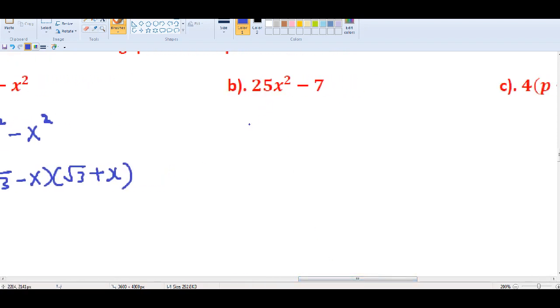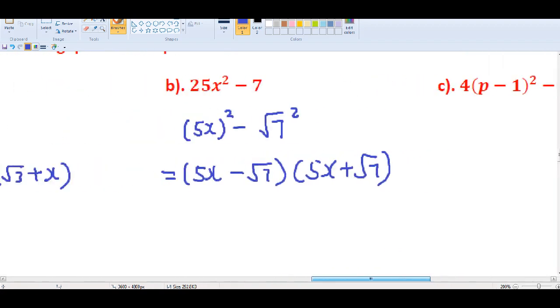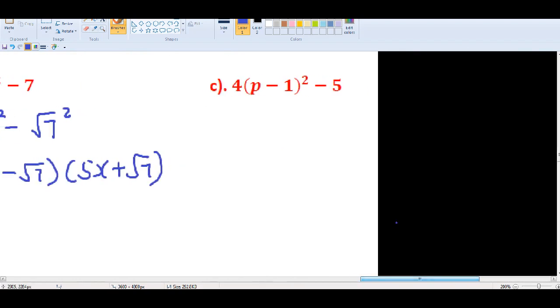25x squared. So remember 25 is a square number, and 7 is another. 7 is not a square number, but we can always create a square number by using square root 7 and then square. Then you could just do it like this. All right, all good. So how about this one?